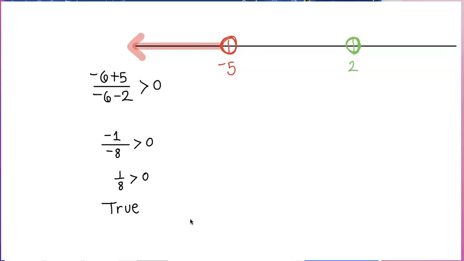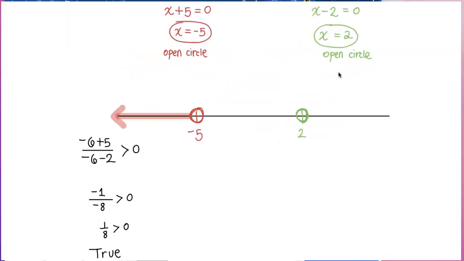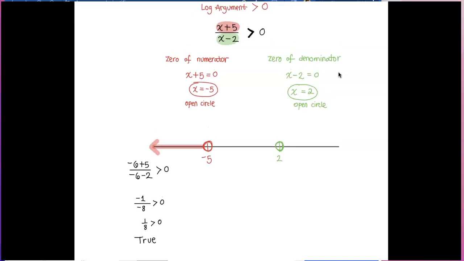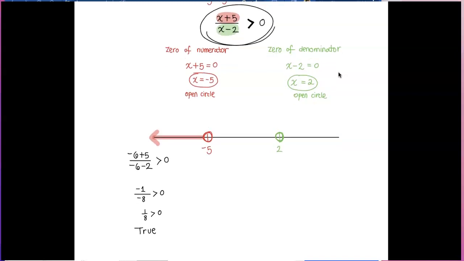Now let's check the interval in between negative 5 and 2. I'm going to plug in 0 because 0 is in between negative 5 and 2. If I plug in 0 into that inequality, I'm going to get (0 plus 5) over (0 minus 2). And is that greater than 0? Well, that's 5 over negative 2. But 5 divided by negative 2 is a negative number. That can't be true. A negative number is not greater than 0, so we're going to say that's false, okay?